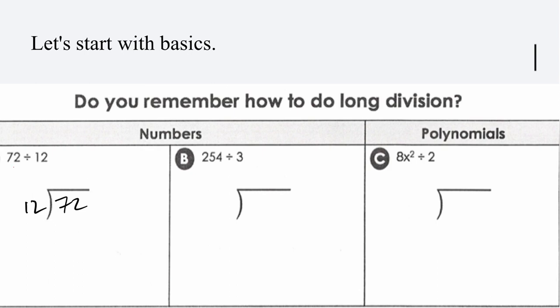Here I have 72 divided by 12. 72 is our dividend, 12 is our divisor. This is a math fact. 12 goes into 72 6 times. Okay, and then we're done.